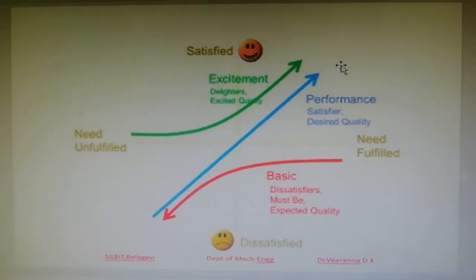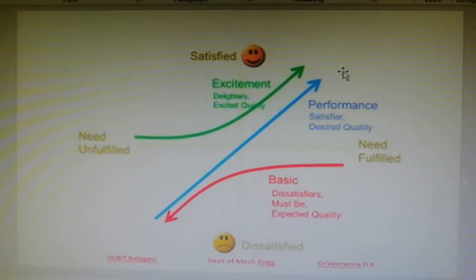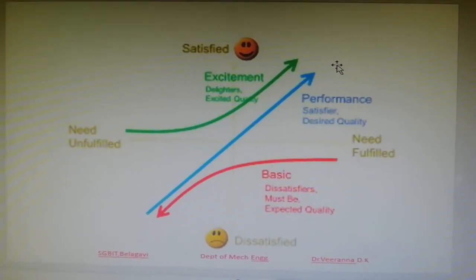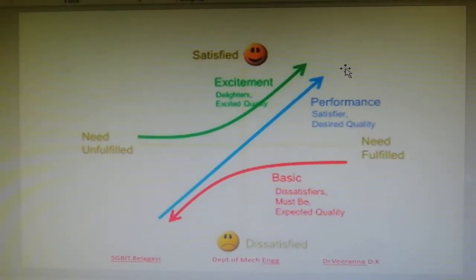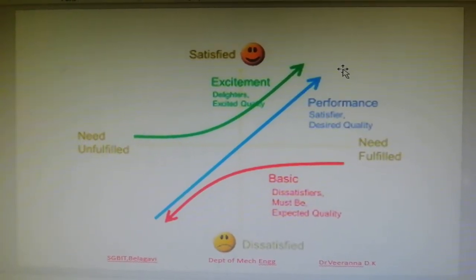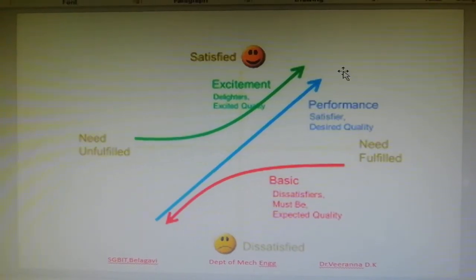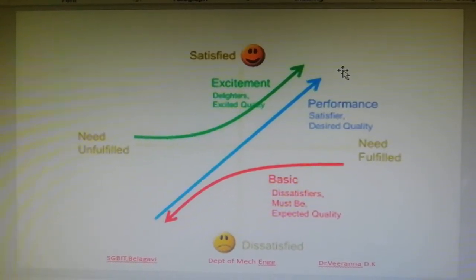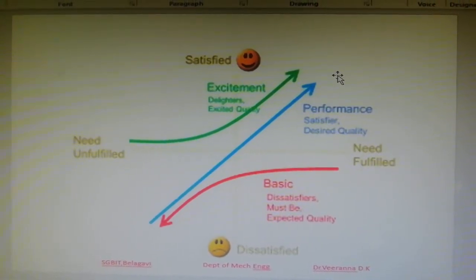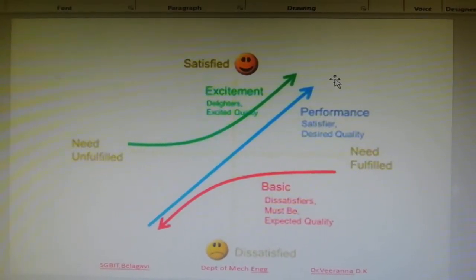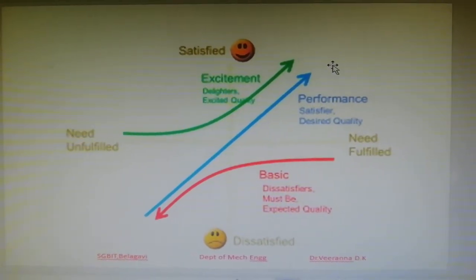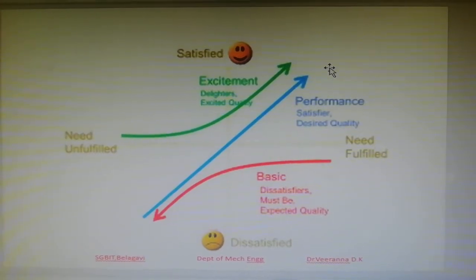Let us go with the first line, the center blue line. What is expected in the product is that it should perform well. It has to do its primary function. It moves from need unfulfilled up to need fulfilled, at an angle of 45 degrees. At the same time, the customer goes from dissatisfaction to satisfaction, and in that direction the product is moving. This is a regular kind of curve you can see in any product or service. This is what is expected.